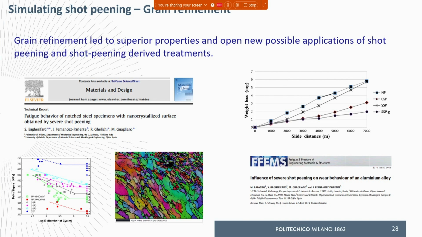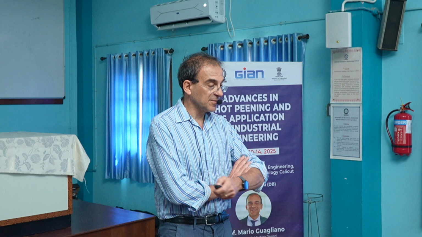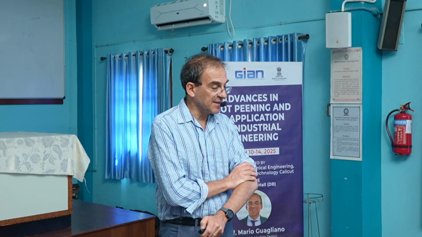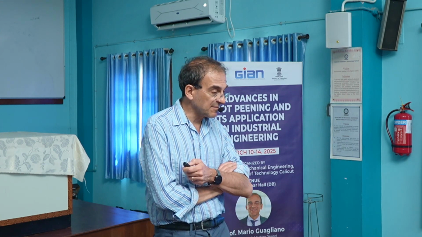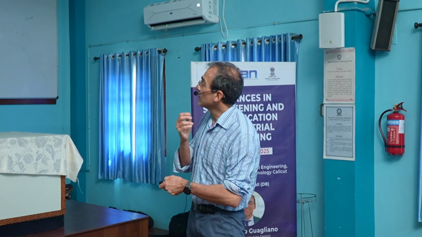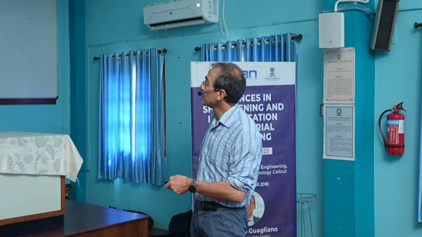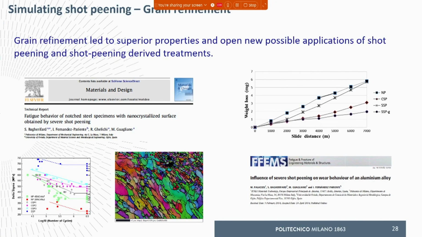Here we are dealing now with the last aspect of shot peening simulation, that is grain refinement, or grain refining due to shot peening or to other possible impact treatments. Here you see some of the papers we have developed. In this case, this is a study considering the fatigue behavior of a notched specimen with a nanocrystallized surface, and this other one is a paper that is dealing with wear.